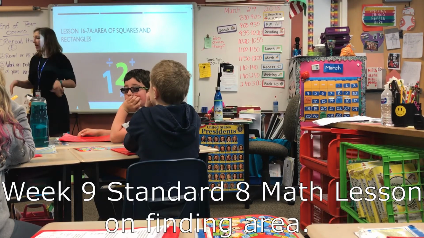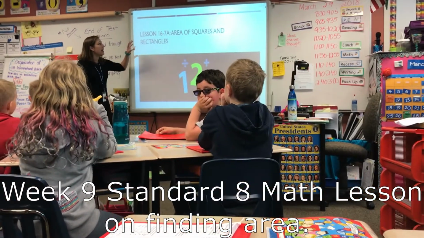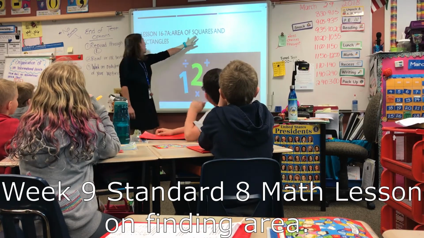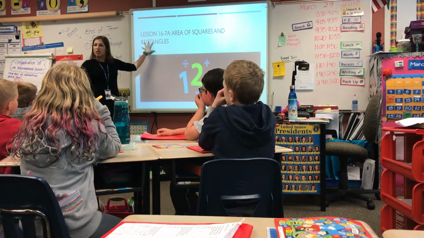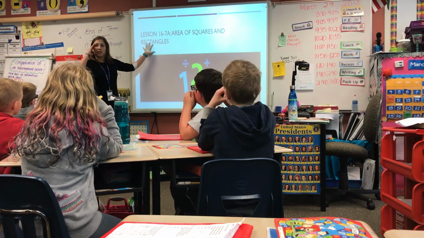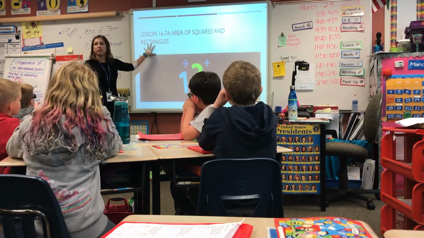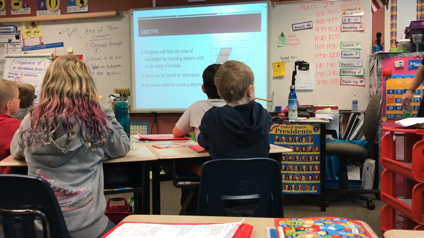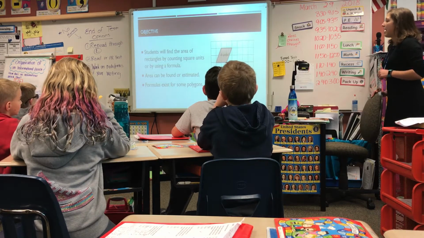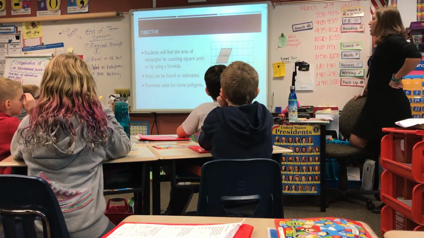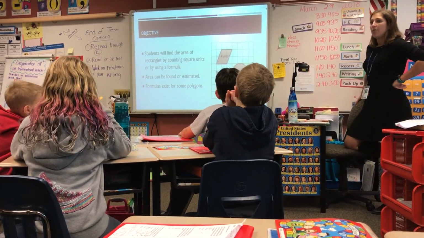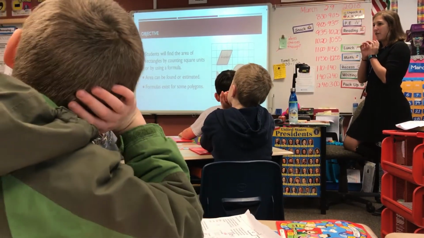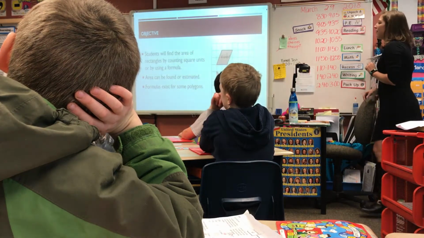So we're going to go right into the lesson today. We're continuing with area, but this time we're working with just the area of squares and rectangles, which is kind of what we've been doing, okay? So just keep in mind, this is only with squares and rectangles, nothing else. What we're doing is you're going to be able to find the area of rectangles or squares by counting square units or by using a formula. So today we're officially going to learn a formula that makes it a little bit faster.